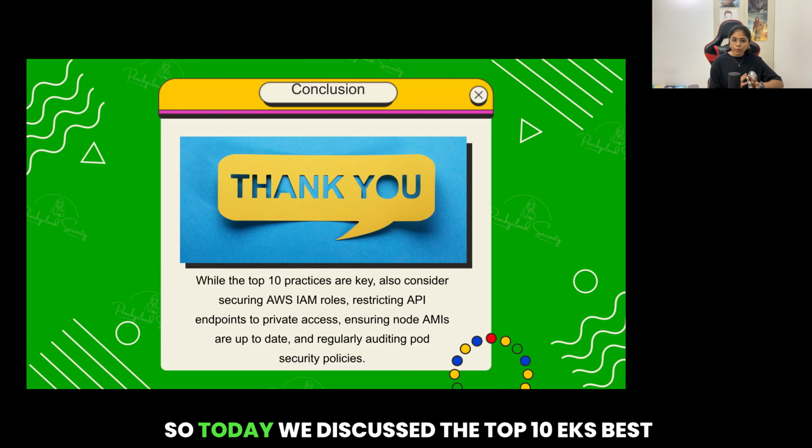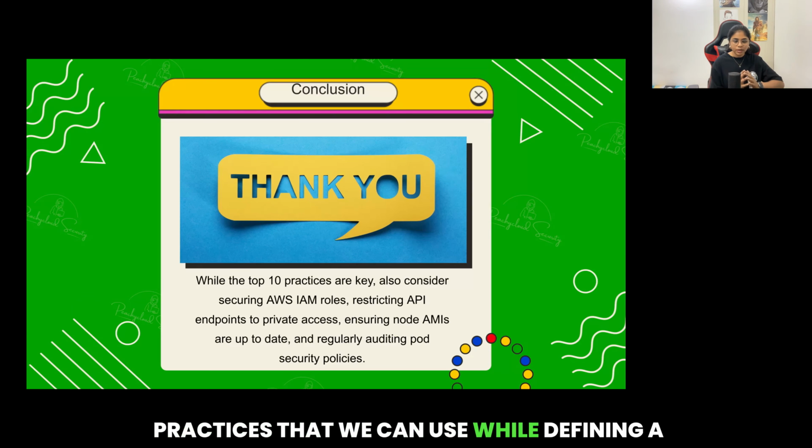So today we discussed the top 10 EKS best practices that we can use while defining defense solutions or while defining the security in our AWS environment.